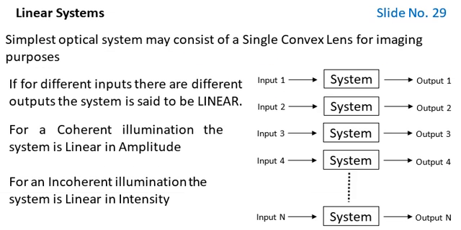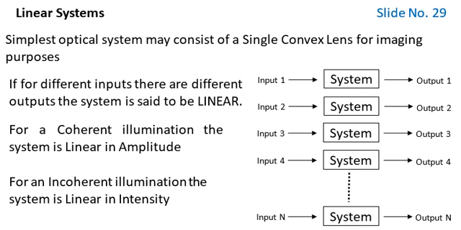Linear system. The simplest optical system consists of a single convex lens for imaging purposes. Now we come to the definition of linear systems, because we shall be using linear systems frequently in our analysis in this course. If for different inputs there are different outputs, the system is said to be linear. Look at the diagram. The system consisting of an optical system, for example, you can feed it input 1, you get output 1, then input 2, output 2, and so on. For the nth input you get the nth output. So the output is unique to the given input. Such a system is referred to as the linear system.